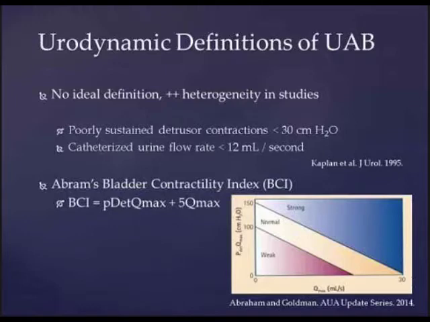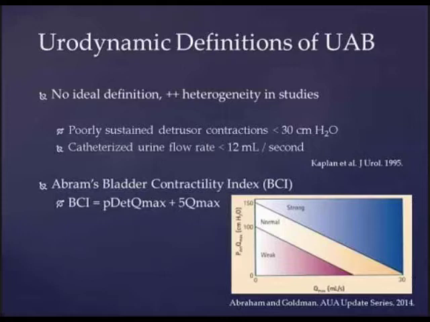Urodynamic definitions of underactive bladder. This one I had a tough time wrapping my head around just because we don't do it very often. But ultimately, there's no ideal definition, and lots of researchers have been looking for an objective definition to be able to say you have it based on these numbers. Kaplan and his group said it's poorly sustained detrusor contractions less than 30 centimeters of water, less than 12 milliliters per second of flow rate. Maybe a lot of people would disagree and say it's maybe lower than that.